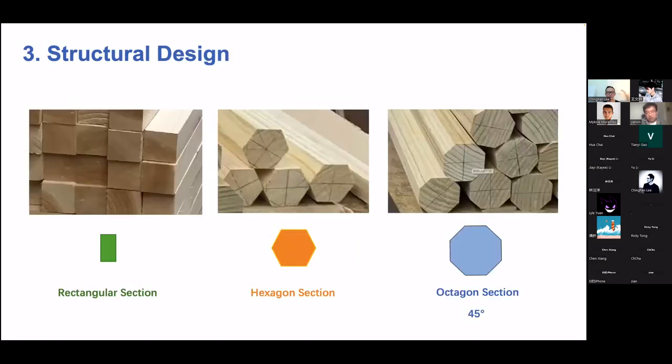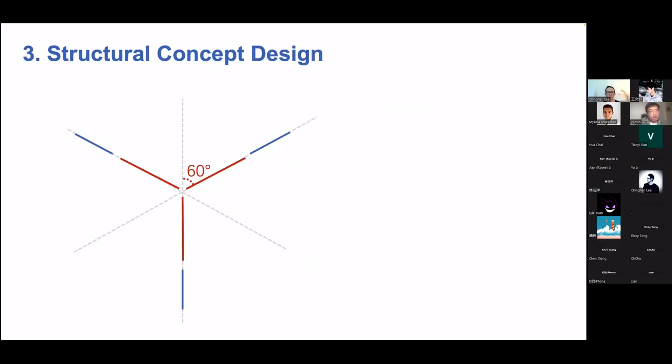So after the discussion with Changqing Xie, we decided to start our design with three common section types, which are rectangular, hexagon, and octagon sections. For these three section types, we can guide the facial angles like 60 degrees, 90 degrees, and 45 degrees. So our convenient design is based on the three above angles, and each component's module needs to be placed with a regular angle.